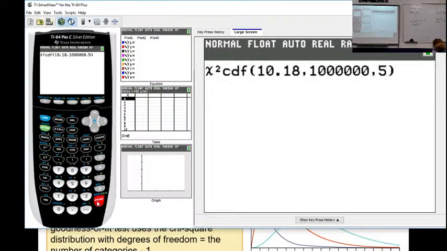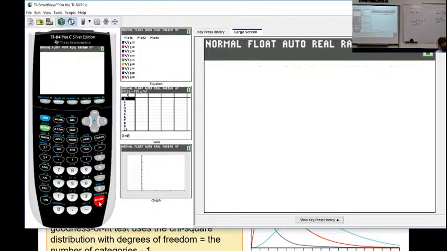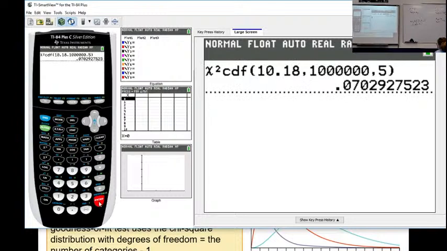The 6 is the number of categories minus 1. So for the M&Ms, there were 6 different categories, the categories being the colors. So that minus 1 being 5. And so that would be around where the p-value would be.